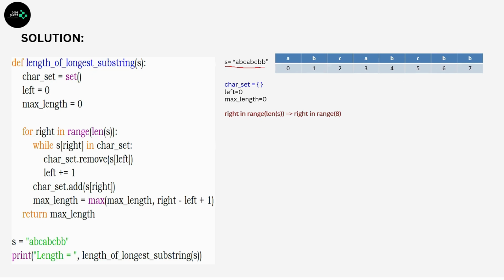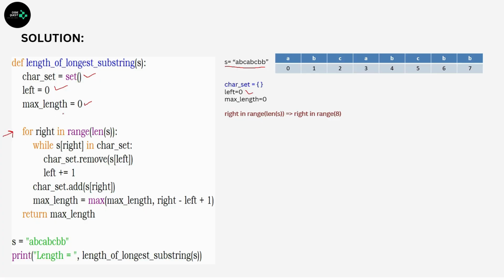And when this function is being called, we will reach here, where in the first line we have taken an empty set. So the char set is now holding no elements. And left we have set to 0, and max length is also set to 0.